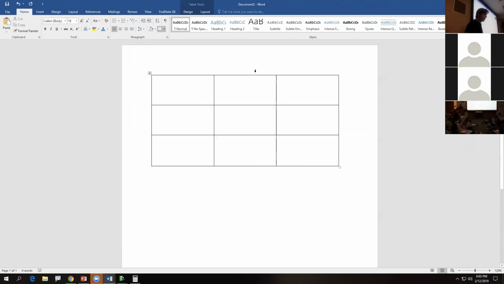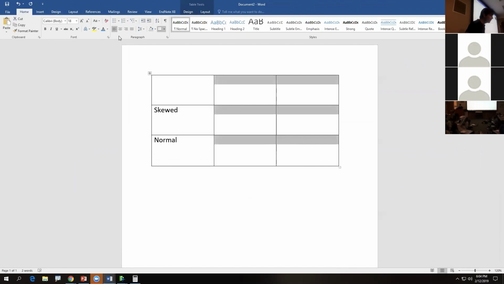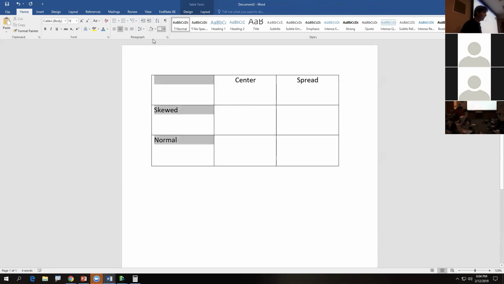Okay, so we have two ways that data can look. It can look skewed or it can look normal. We have two measures to look at: a measure of center and a measure of spread. So when we look at our data, we have to ask, is it skewed or is it normal?